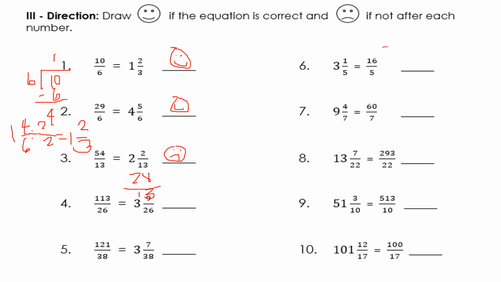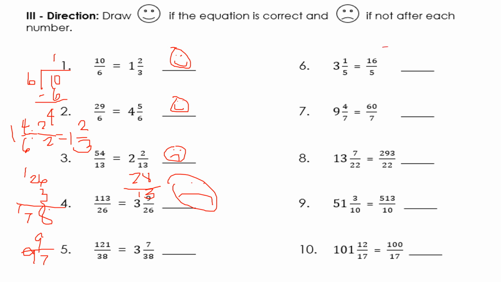Next, number 4. 26 times 3. Let's see now. 3 times 6 is 18. Okay, bring down 8, carry 1. So 3 times 2 is 6 plus 1, 7. Plus 9. We got 17. And we have 97. So 97/26 cannot be 113.6. So this one also is a sad face.